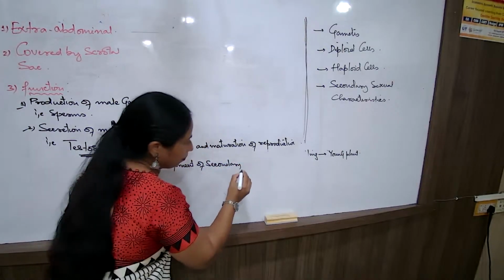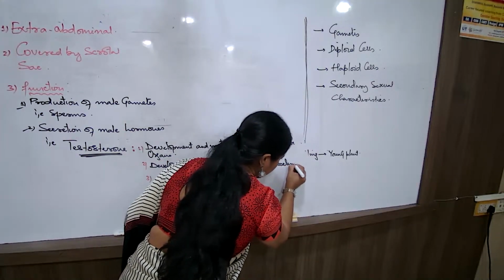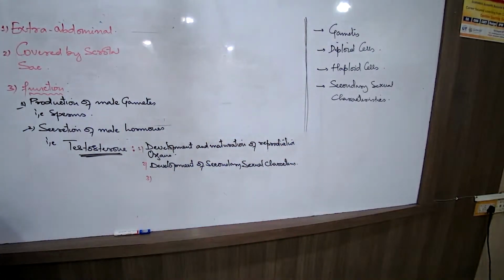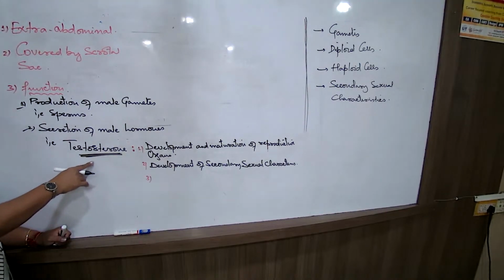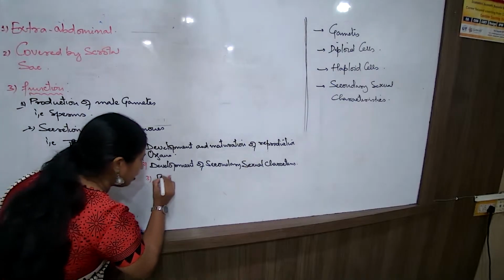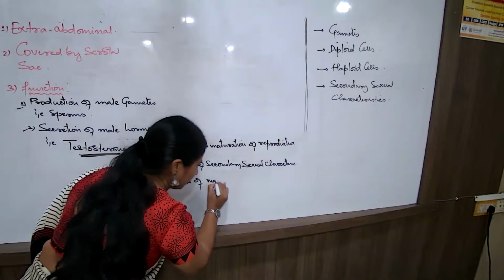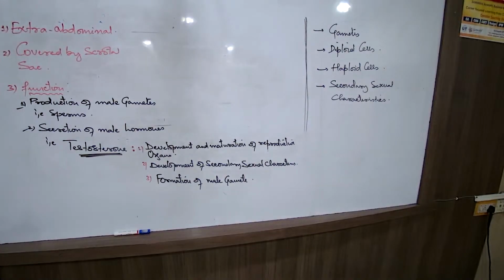What do we understand by secondary sexual characters? Secondary sexual characters would mean typical male characteristics like the mustache, the beard, the Adam's apple, the wider shoulders, the profuse body hair. These are the typical male-like characteristics. Development of secondary sexual characters, another function of testosterone. And third is the effective formation of the male gamete. So these three functions have to be remembered.